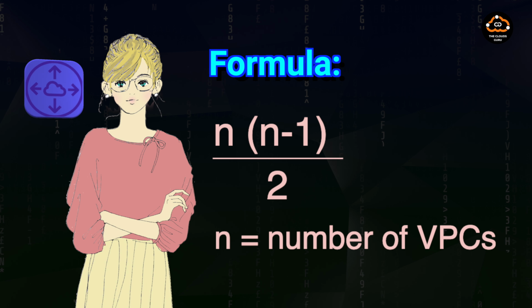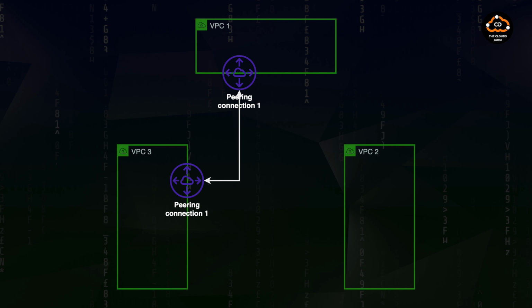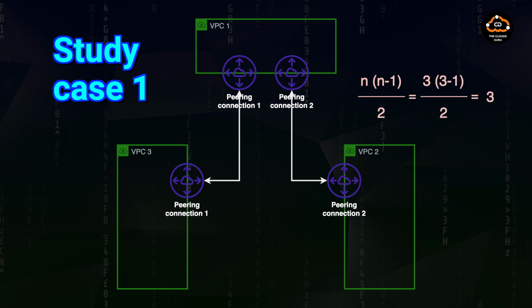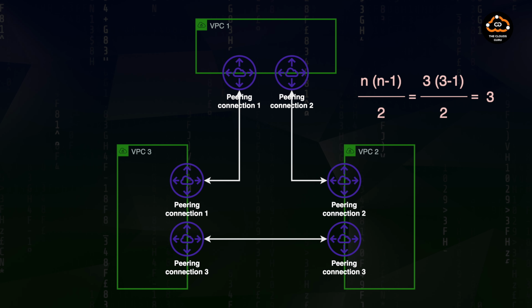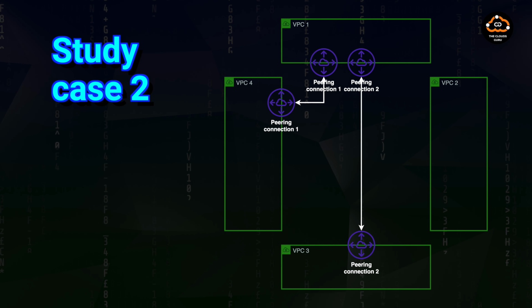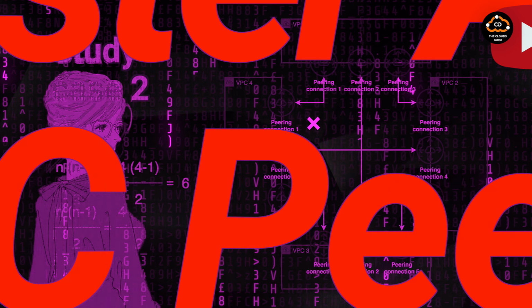where n is the number of VPCs. Study Case 1. 3 VPCs, 3 peering connection tunnels. VPC peering suitable for small company. Study Case 2. 4 VPCs, 6 peering connection tunnels.